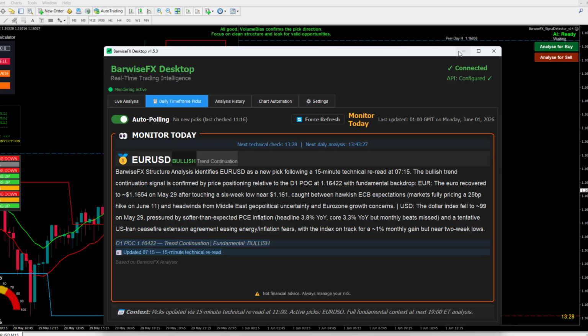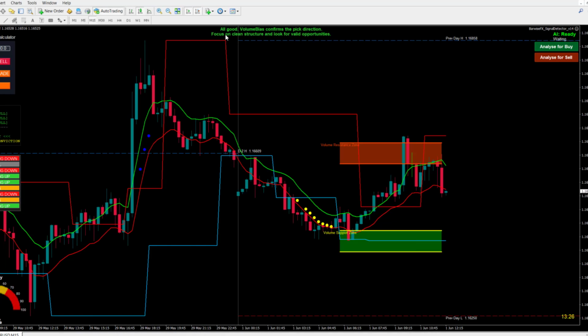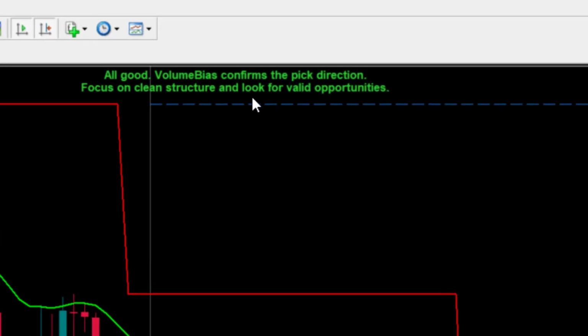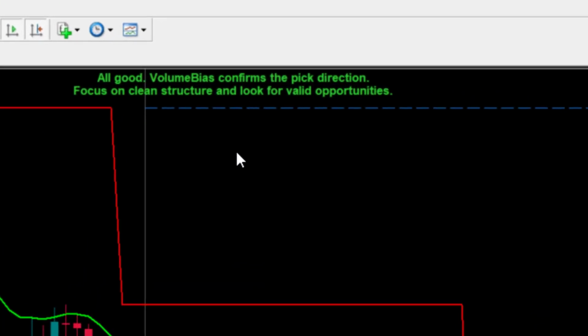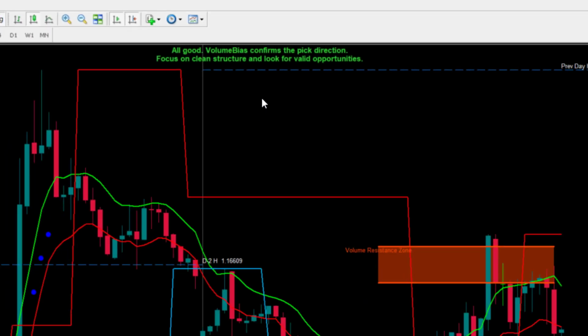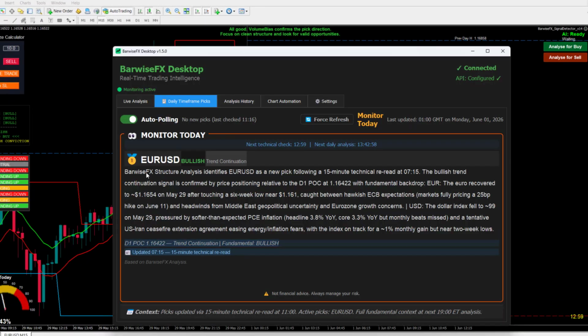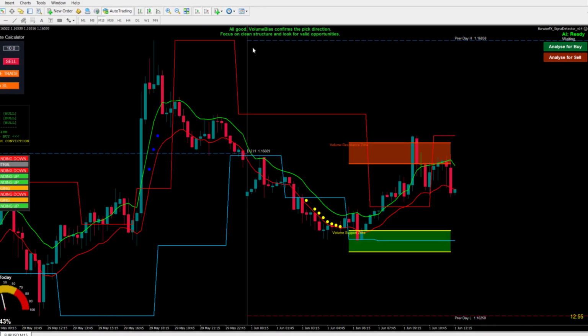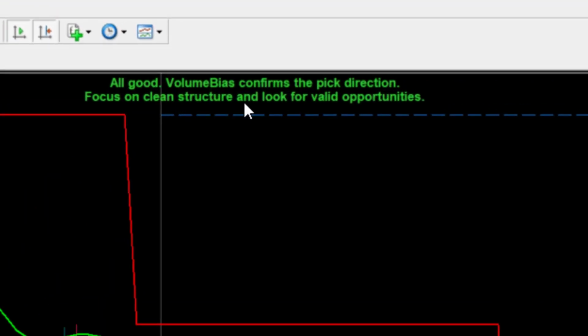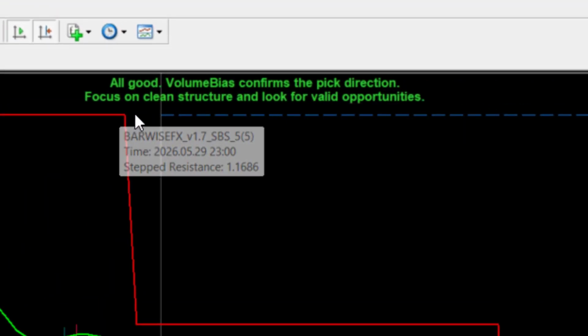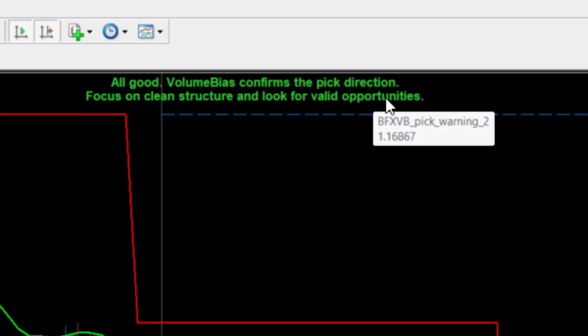Now, in addition to that, on the chart itself, it will tell you whether the bias on the current time frame that you're on is matching the pick identified in the daily time frame picks tab. And if it's matching, it will tell you all good, volume bias confirms the pick direction, focus on clean structure and look for valid opportunities.